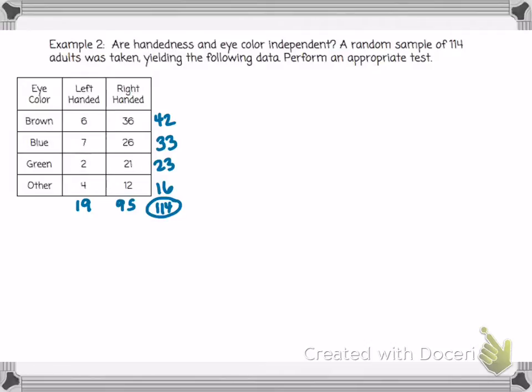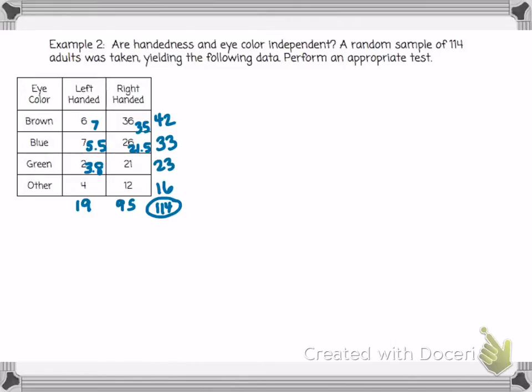Perform an appropriate test. So the first thing I did on here was I took all my totals and added them up. You're going to start to see me now look at those expected values to make sure they're all greater than 5, and you're going to see something kind of unfortunate happen. So the first one, again, I do 19 times 42 divided by 114. Assuming that the proportions are the same. And so you're going to see here, I start to do this, and then I realize here at the green eyes left-handed, I have an expected value of 3.8.